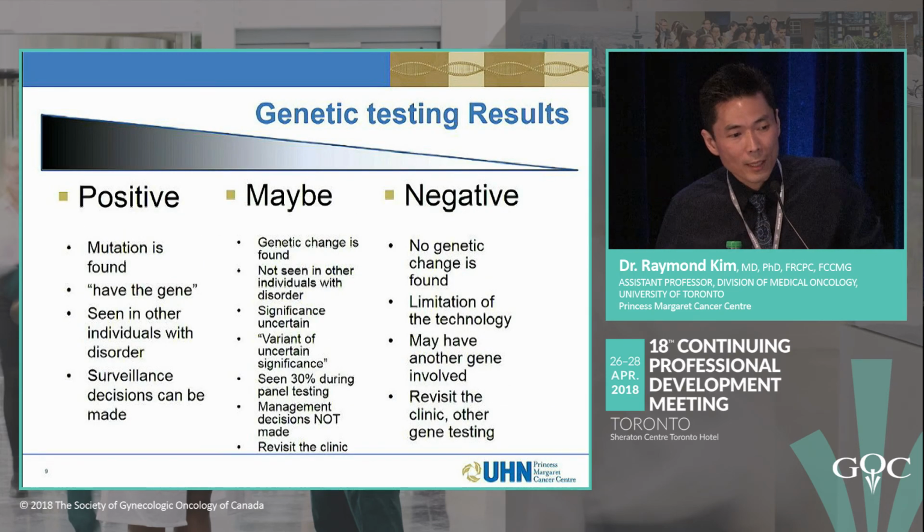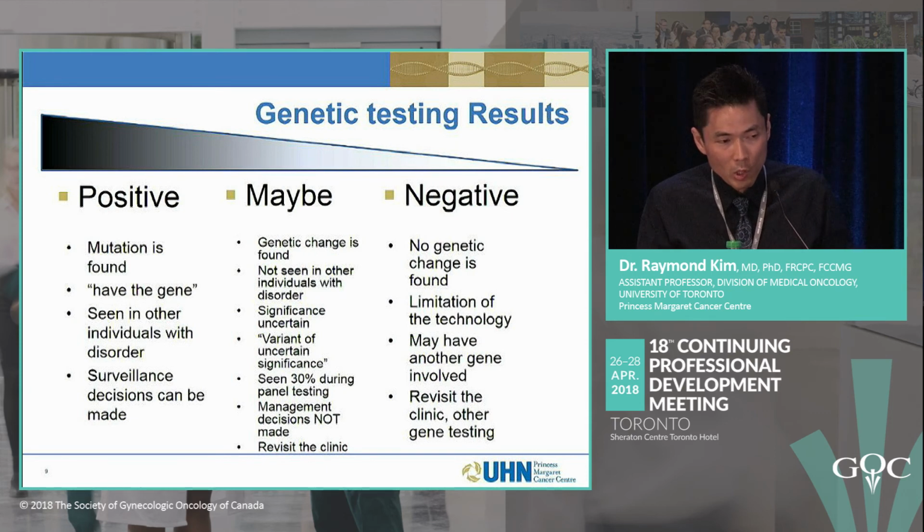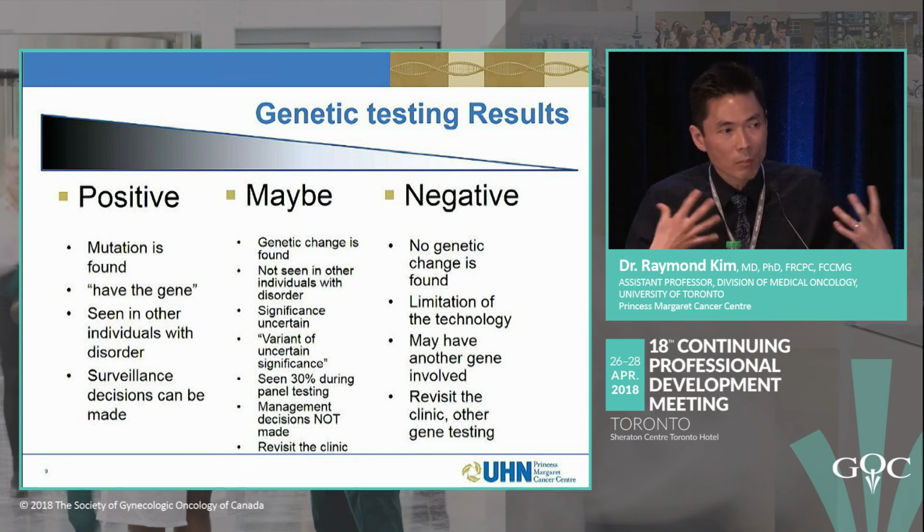So this is the spectrum that I was talking about. There are various types of genetic changes. Those who receive genetic testing reports or genetic consultations from genetics clinic will see different types of lexicon used. A positive result is usually that a mutation is found. It's very easy for us to make recommendations. We've seen multiple people with this type of genetic change. You should have your ovaries removed, you should have your breast screened, etc.